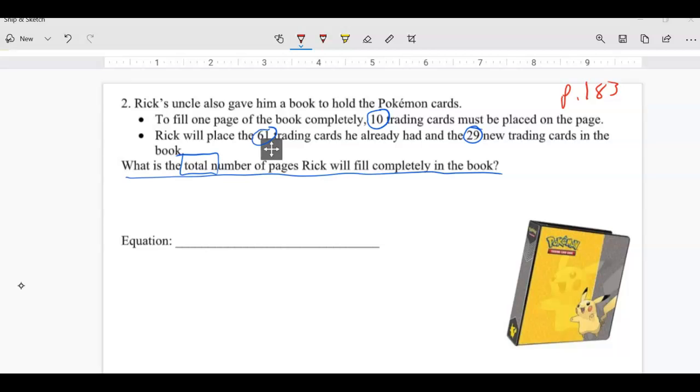So I'm going to just reread that one. Rick's uncle also gave him a book to hold Pokemon cards. To fill one page of the book completely, 10 trading cards must be placed on one page. So on one page, there has to be 10 on there to fill it. Rick will place the 61 trading cards he already had and the 29 new trading cards in the book. What is the total number of pages Rick will fill completely in the book?